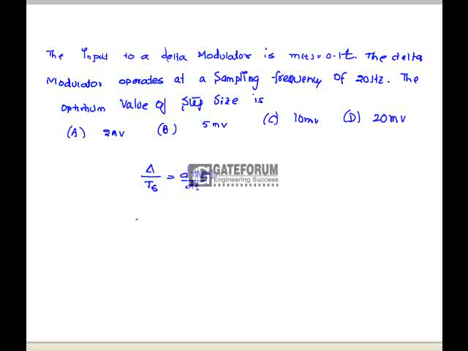where delta is nothing but the step size, 1 by Ts is nothing but the sampling frequency, which is 20 Hz here. The slope of m of t is 0.1, hence delta is equal to 0.1 divided by 20, which is 1 by 200, which is 1 by 2 into 10 power minus 2. So 5 into 10 power minus 3, that is 5 millivolts, is the correct option. That is option B is correct.